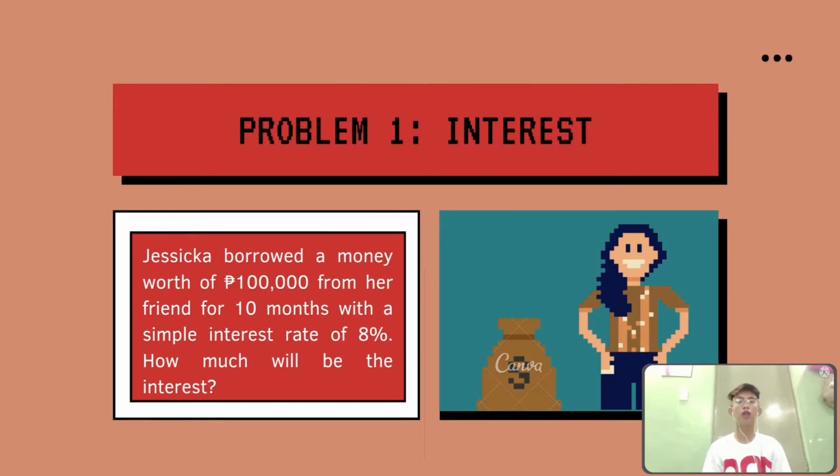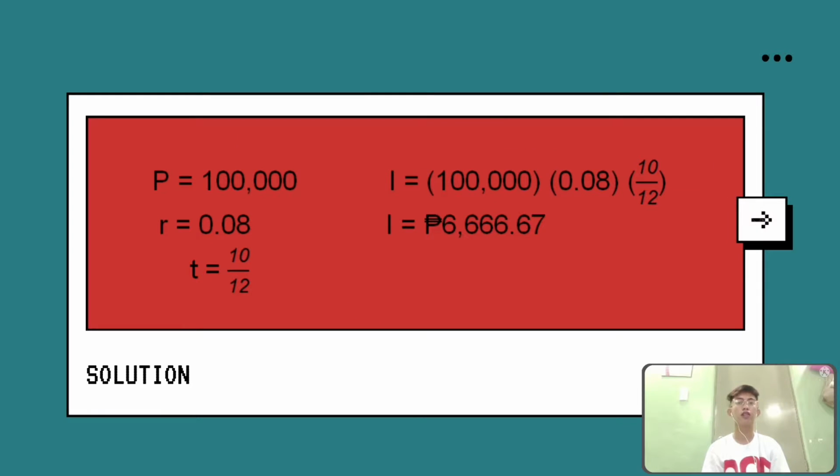Jessica borrowed a money worth of 100,000 pesos from her friend for 10 months with a simple interest rate of 8%. How much will be the interest? First, let us list down the given information. Our principal is 100,000 pesos. Our rate is 8%, and because we need to change it into decimal, we will have 0.08. Lastly, our term is 10/12 since we have to convert months into years.